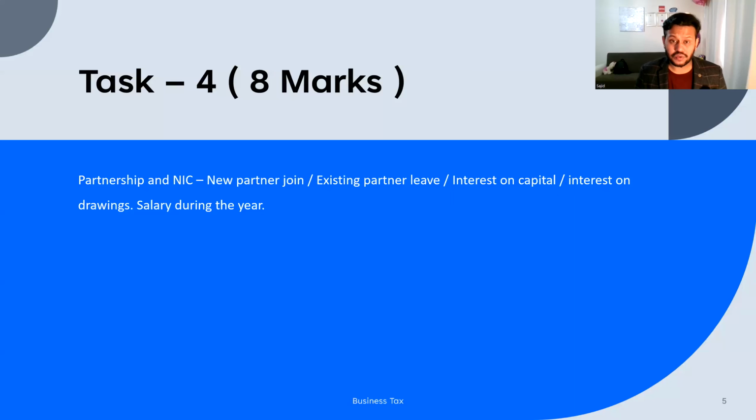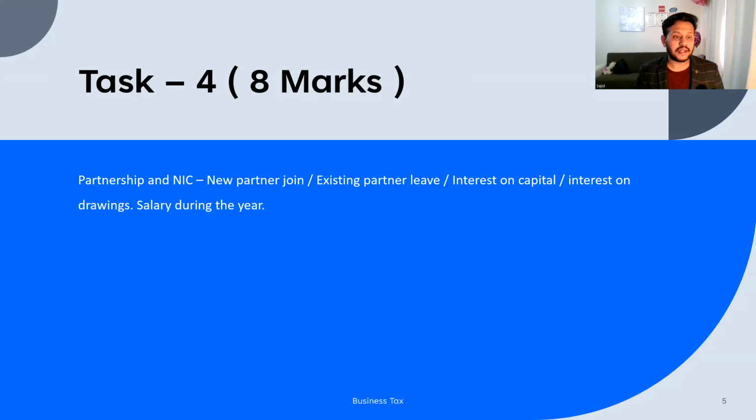Also, the interest on drawings and interest on capital, we need to know how to adjust it with the sharing of profit and also the salary. Sometimes they will give us the salary for the month. For example, every month's salary is 1,000. So if the partner worked for 6 months, then it will be 6,000. If the partner worked for the whole year, it is 12,000. Or they will tell you the salary for the whole year is 12,000. So if the partner worked for only 3 months, it will be 3,000. So you need to be very careful with this wording in the exam.